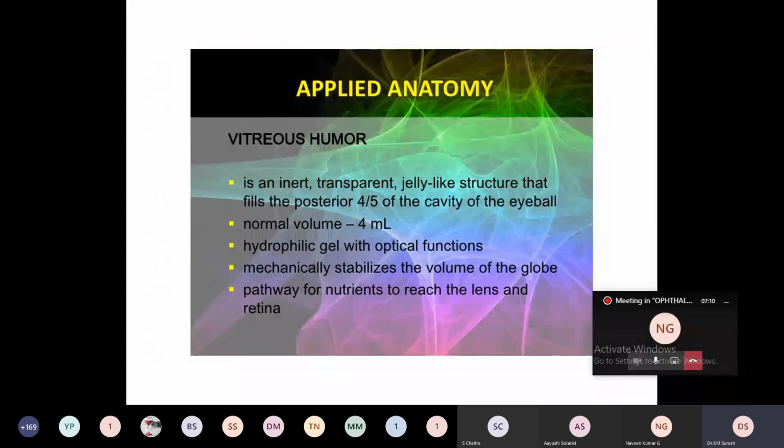Coming to the applied anatomy of vitreous, vitreous humor is inert and it's a transparent jelly-like structure that fills up the 4/5 of the cavity of the eyeball and the volume is 4 ml. It is a hydrophilic gel with optical functions and it forms one of the media through which the light rays pass through the various optical media in the eye before reaching the retina. Mechanically, vitreous also stabilizes the volume of the globe and it also acts like a pathway for nutrients to reach the lens and the retina.